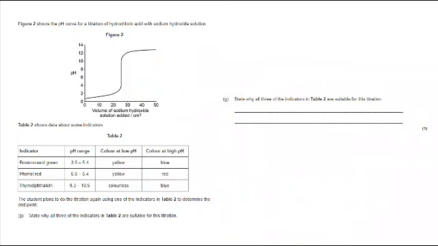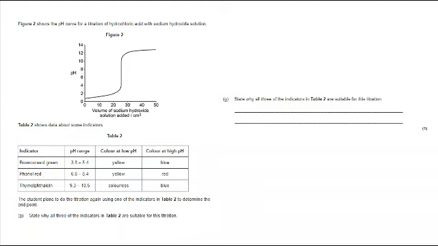Here is the pH curve for HCl with sodium hydroxide, and here are three indicators: bromocresol green, phenol red, and thymolphthalein. Each of them has a pH range over which the colour changes: bromocresol green going from yellow to blue, phenol red, yellow to red, thymolphthalein, colourless to blue. Why would all three indicators in table 2 be suitable for this titration?